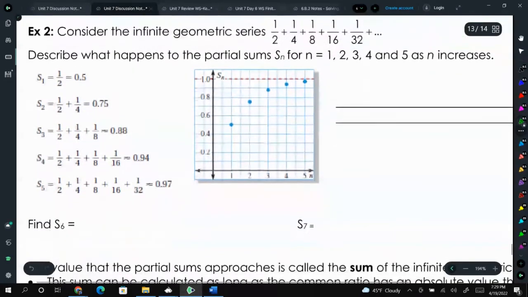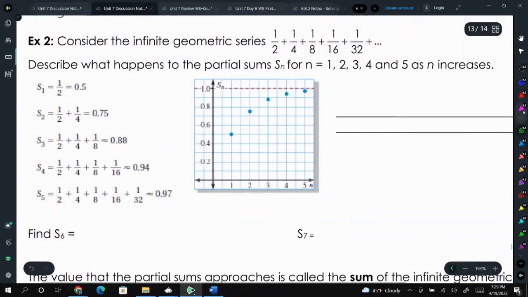Now let's look at this infinite geometric sequence. And you know it's geometric because you have 1/2, 1/4, 1/8, 1 over 16, 1 over 32. Our denominator is being multiplied by 2. Or you can say that we're multiplying each previous value by 1/2, making this a geometric sequence.